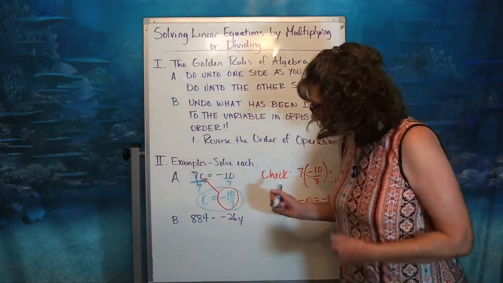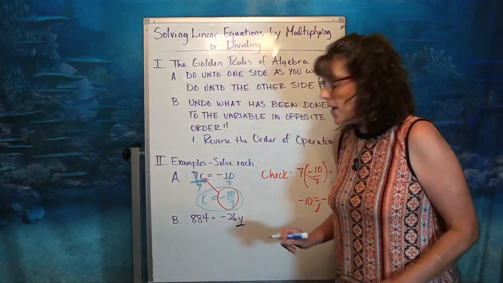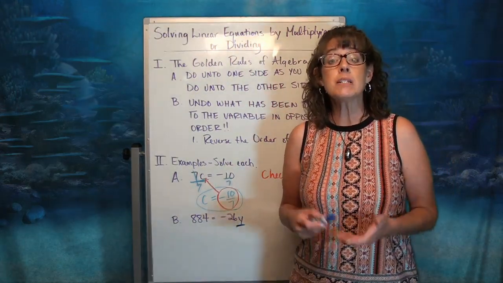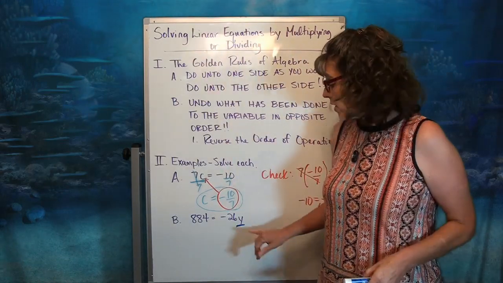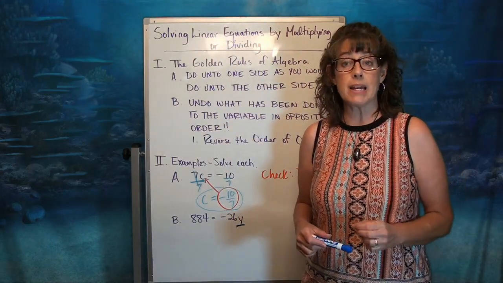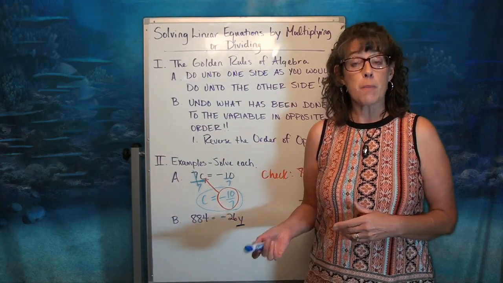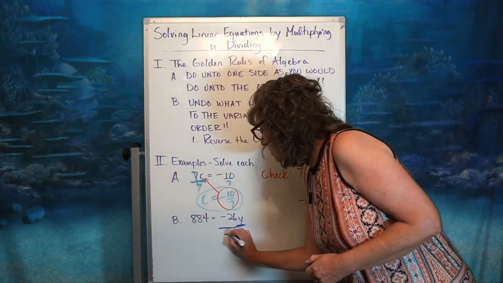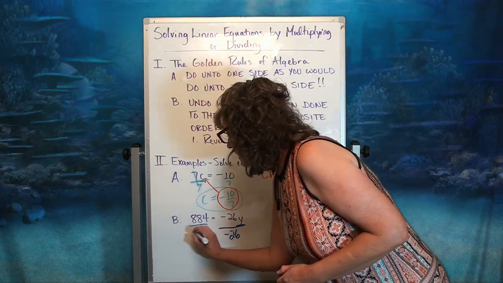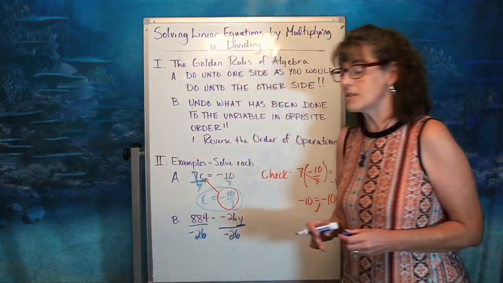Notice again, here's the variable right there, that y. And I'm going to ask myself, what has already been done to that variable? Again, sitting up against means multiplication. So that y has been multiplied by a negative 26. So the opposite of multiplying by a negative 26 is to divide. And so I'm going to divide this side by a negative 26, and I'm going to divide this side as well by a negative 26.